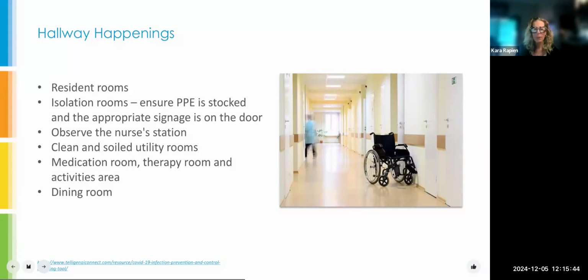Looking at your med rooms. Are they organized? Looking for that temp log on your fridge. Are there expired meds in your fridge? Are there drinks or food just sitting about in your med room, which oftentimes we see? Overflowing sharps containers, supplies laying out.